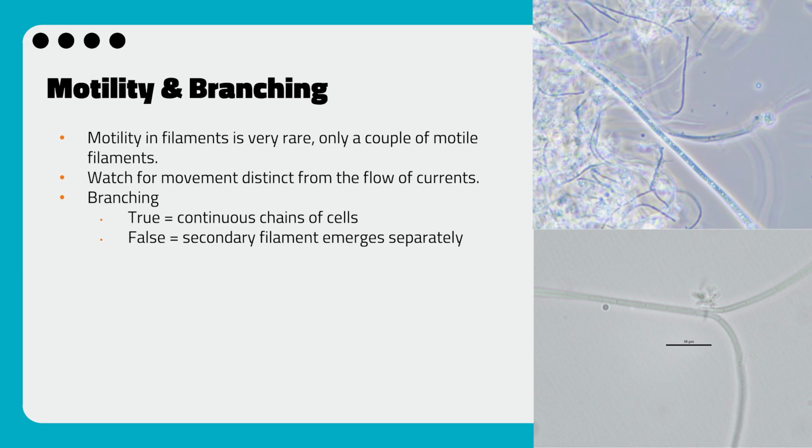Same with motility, branching is a very particular type of morphological feature. There can be true branching and there can be false branching. And similar to motility, there's only a couple different types of filaments that actually present branching, and they have different types of branching. So this is actually a strong observation as well that can help you identify a filament.